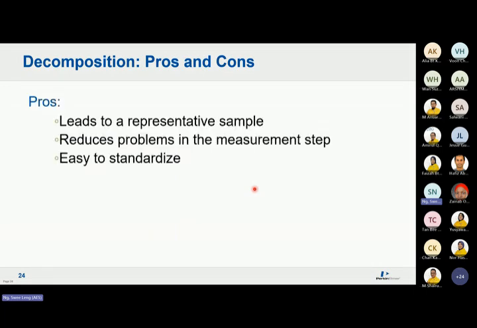Okay. And of course, if you want to go into more detail, the pros and cons, I think I already mentioned some. The good point about digestion is that you get a more representative sample. You reduce your problems when you come to the AA part, the ICP part, and the MS part. It is easy to plot the external calibration curve.